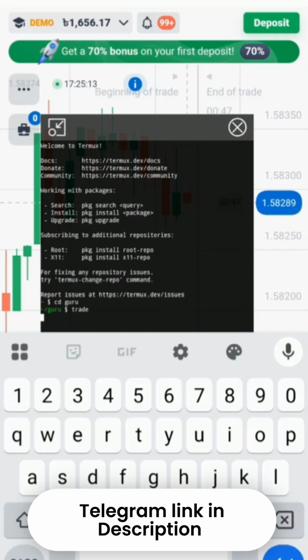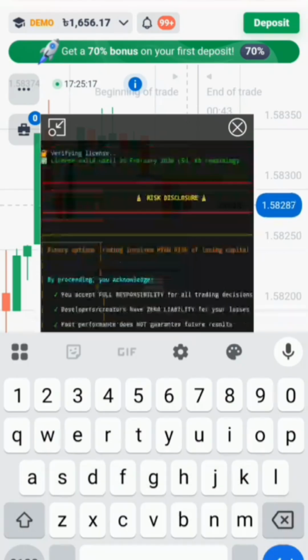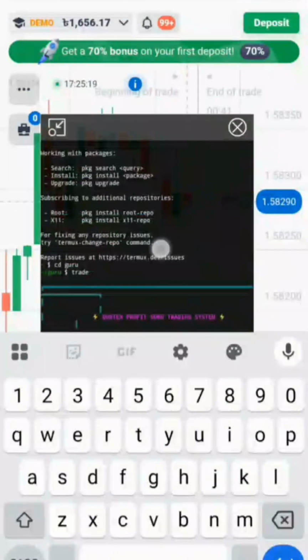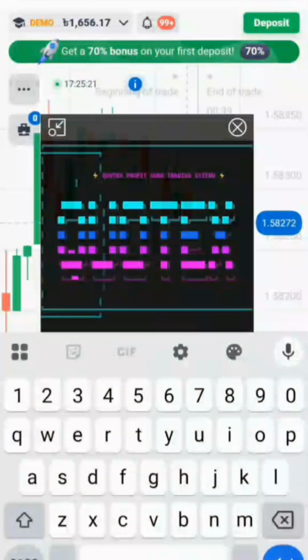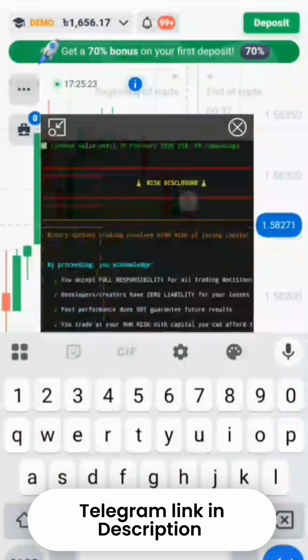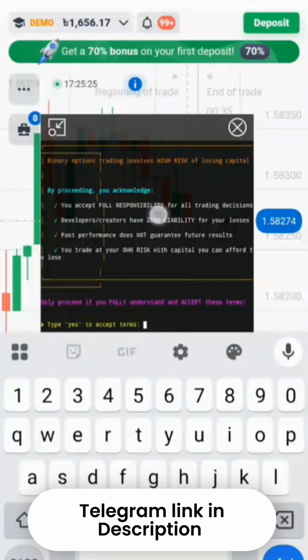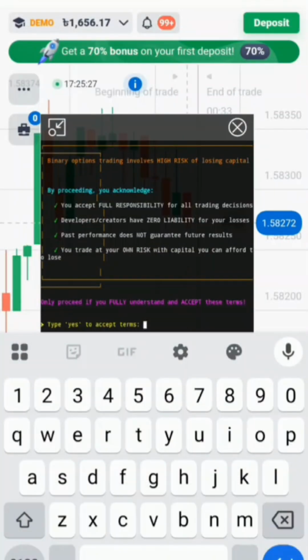But remember, auto trading does not mean zero risk. Trading always involves risk. So it is strongly recommended to practice first on a demo account. Now let's start and see how this auto trading bot works live.